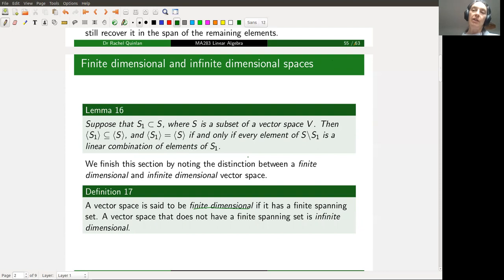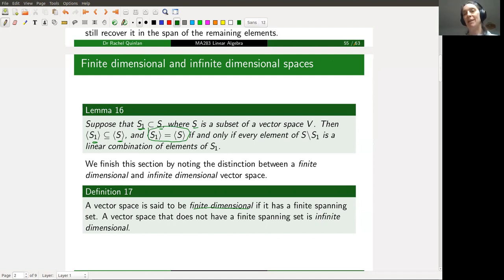So just recalling that example in R2. If we have some subset S of a vector space V, and we have some subset S1 of S, so S1 and S live inside this vector space V. They're just sets. S1 is a subset of S. Then certainly the span of S1 is contained in the span of S, because every linear combination of elements of S1 is a linear combination of elements of S. Potentially, the span of S1 could be equal to the span of S.